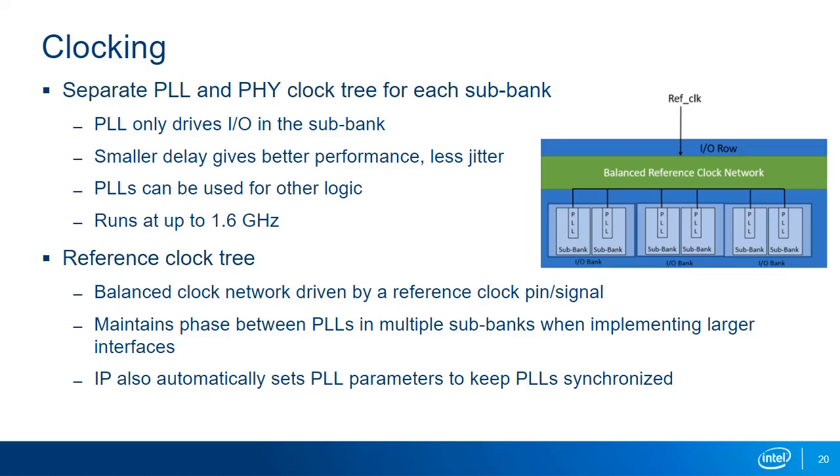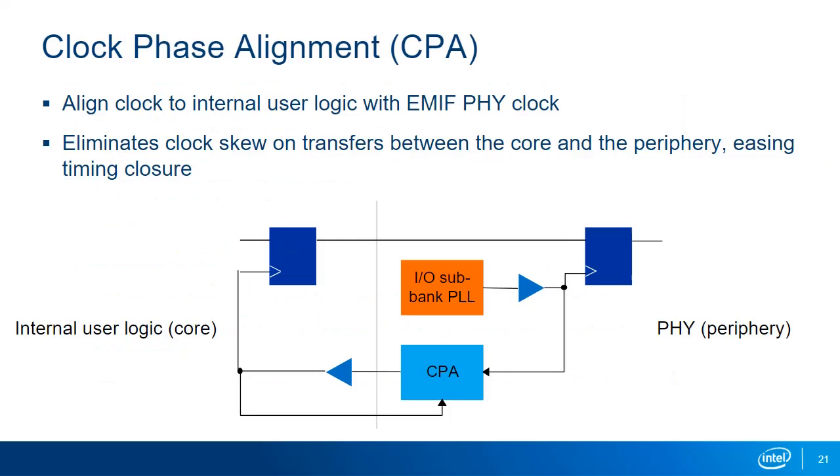The branches of the reference clock tree are balanced to ensure the reference clock arrives at each PLL at the same time. To further guarantee synchronized clocking between the subbanks, the memory IP makes adjustments to each PLL's parameters to make sure they line up.